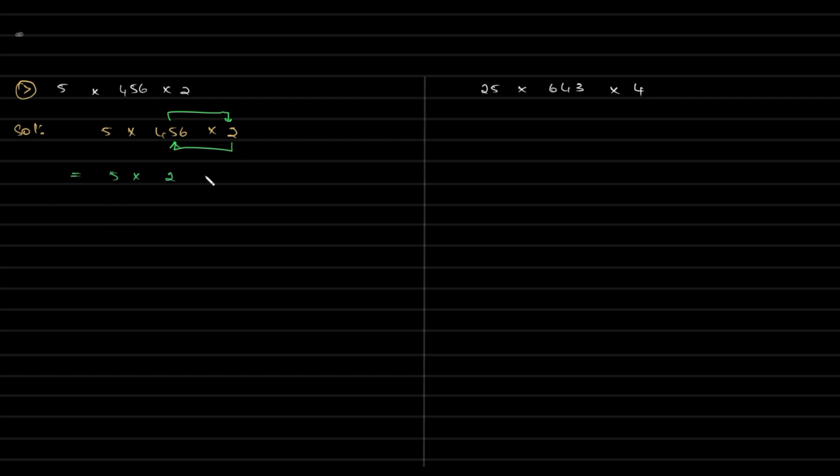So I'm shifting 2, and here it is as per our commutative property. And then I'll take a product between 5 and 2, which is 10, into 456, which is much easier to multiply. Is it not? Right? So this is much easier to multiply, and that is your answer.